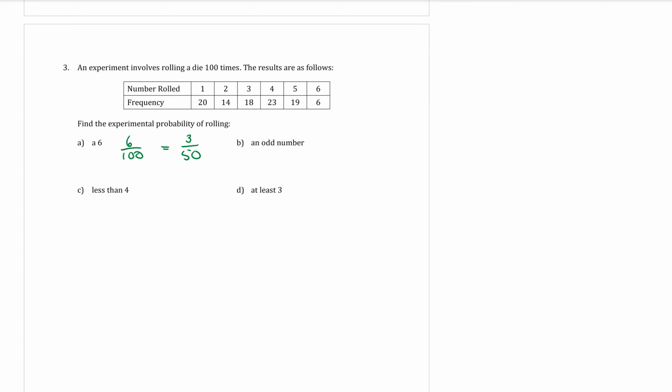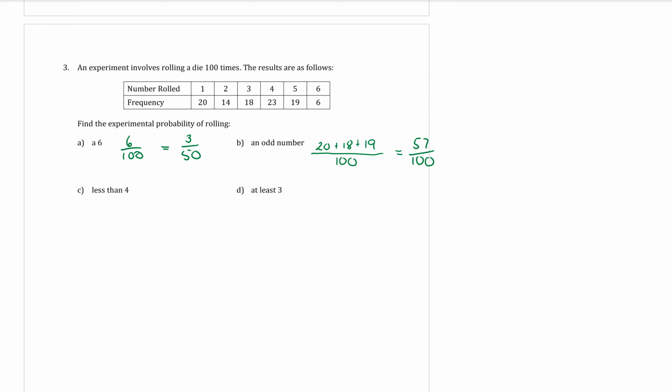All right, next one. Find the probability of getting an odd number. So the odd numbers are 1, 3, and 5. So you would need to add together the 20, the 18, and the 19. Now, I wouldn't expect you to write this down in a test, but you may want to write it for your notes just so you remember how you got the answer. You add together those numbers and you put it over 100. When you add them together, you get 57 out of 100.